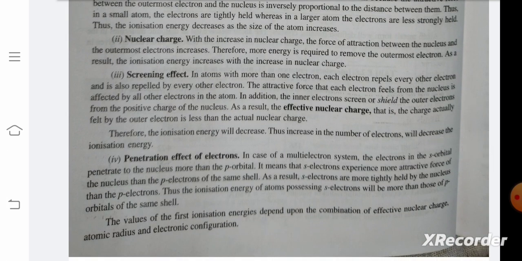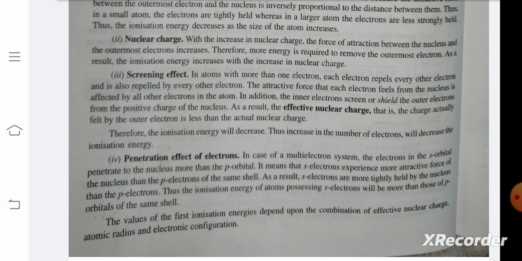Second, that is nuclear charge. With the increase in nuclear charge, the force of attraction between the nucleus and the outermost electrons increases. Therefore, more energy is required to remove the outermost electrons. As a result, the ionization energy increases with the increase in nuclear charge.